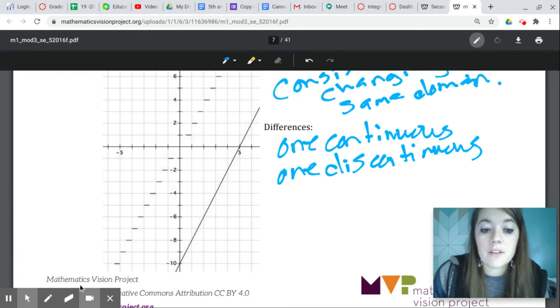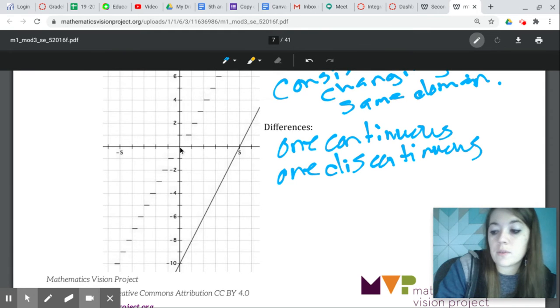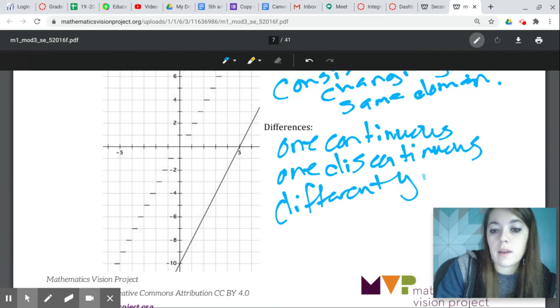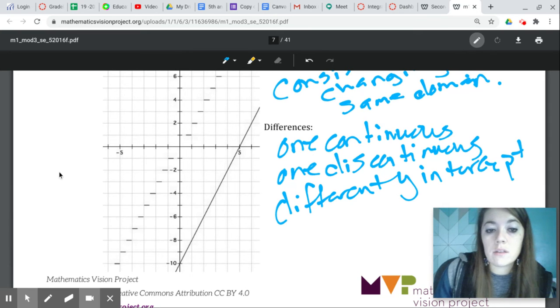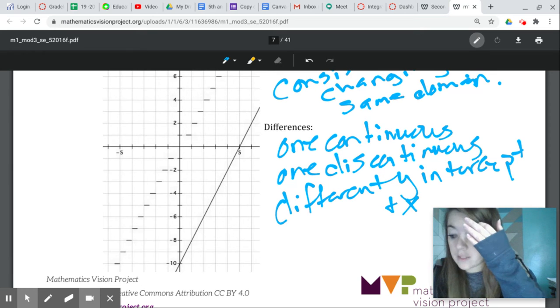Another thing that they have different, we've got a y-intercept of -10 versus a y-intercept of 0. So different y-intercept. And, well, think about it. If it has a different y-intercept, it probably has a different x-intercept, and it does. So different x and y intercepts.